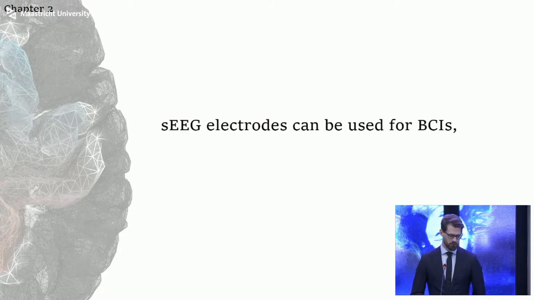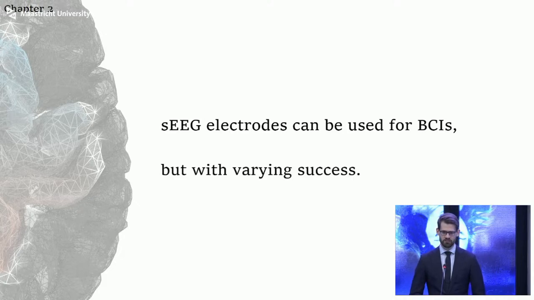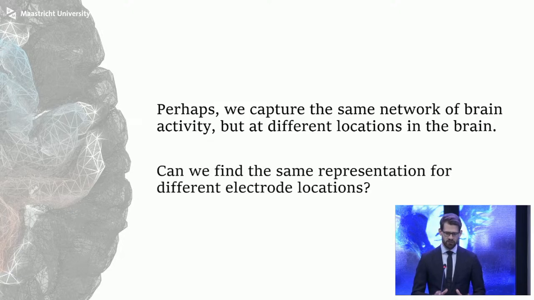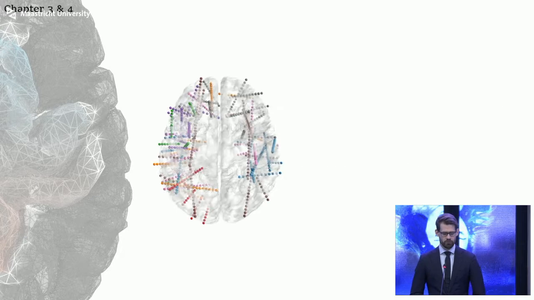So what we can conclude from this study is that SEEG electrodes can indeed be used for BCIs, but with varying success so far. Now, we think this varying success comes from the different electrode locations for each participant. So for each participant, we capture different parts of the brain. And perhaps we capture the same network of movement-related activity, but at different locations. So now the question is, can we find the same representation for different electrode locations? Then we answered this question in chapter 3 and 4.